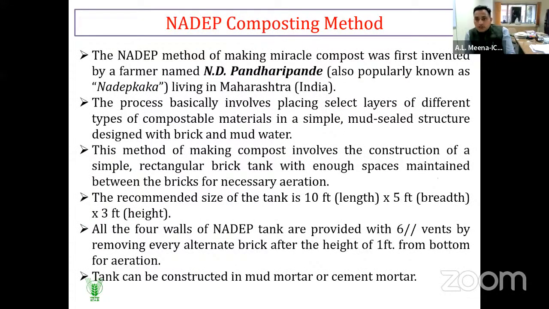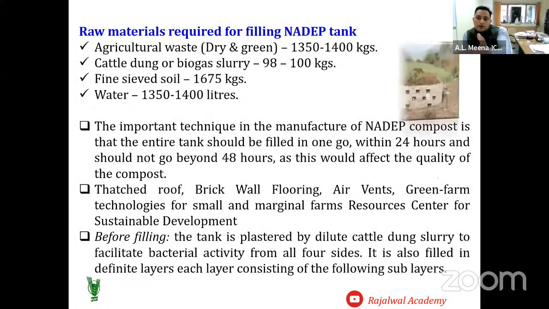And this is the NADEP composting, which is very famous among farmers and even researchers, those who are doing research, they use the NADEP composting. The NADEP method of making miracle compost, it is also known as miracle compost, was first invented by the farmer N.D. Pandharipande, also popularly known as Nadep Pakka. In this, the process basically involves placing select layers of different types of compostable materials in a simple mud-sealed structure designed with brick and mud water. This is how the NADEP composting is prepared.